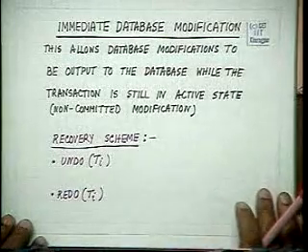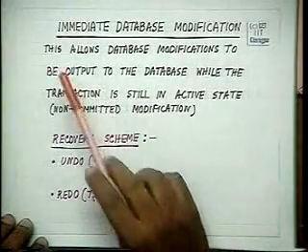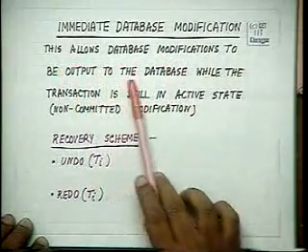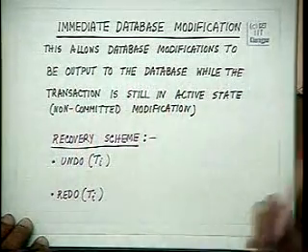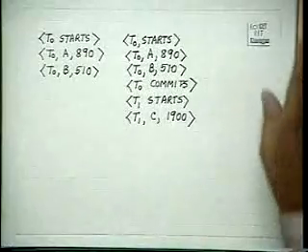The other alternative is immediate database modification, and this allows database modifications to be output to the database while the transaction is still in active state, that is non-committed modification. Now what happens here?